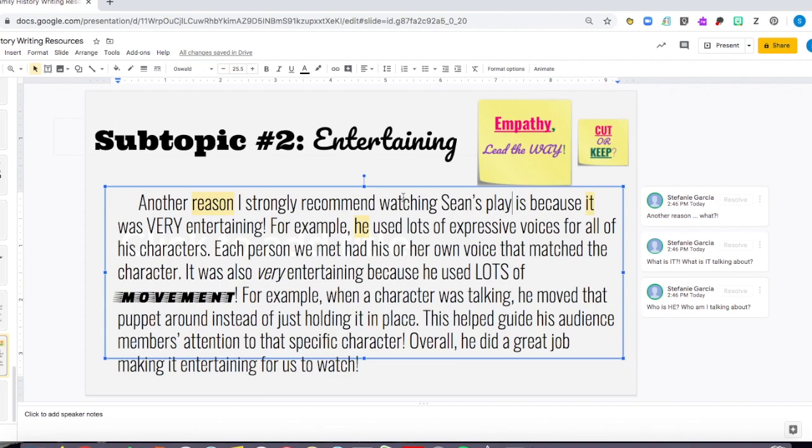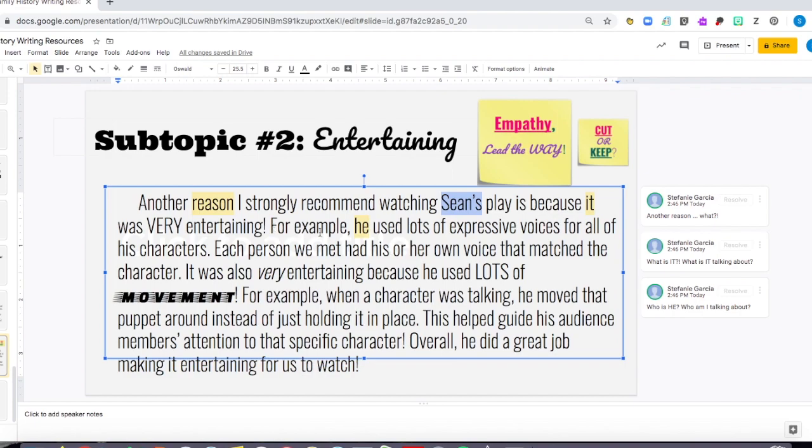For example, he used lots of expressive voices for all of his characters. Again, now that I have named Sean in the first sentence, I know exactly who he is. But now I'm going to go back and I'm going to use cut or keep to and or not to and. But instead of looking for the word and, I'm actually just going to look for any word that I think I used way too much. I call that the it monster. But in this case, it might be the he monster. So I'm going to read and look for all of my he's.